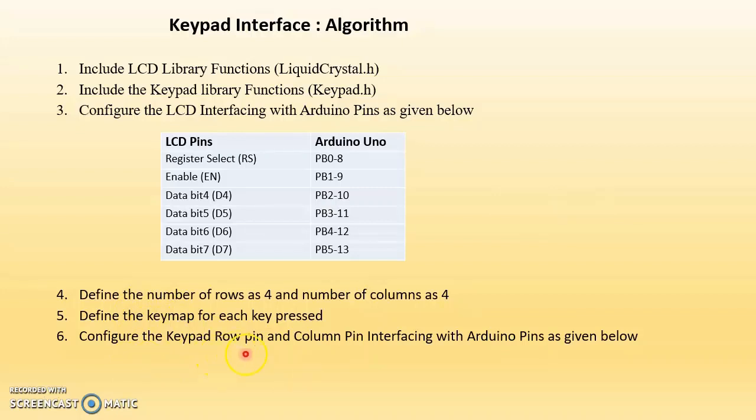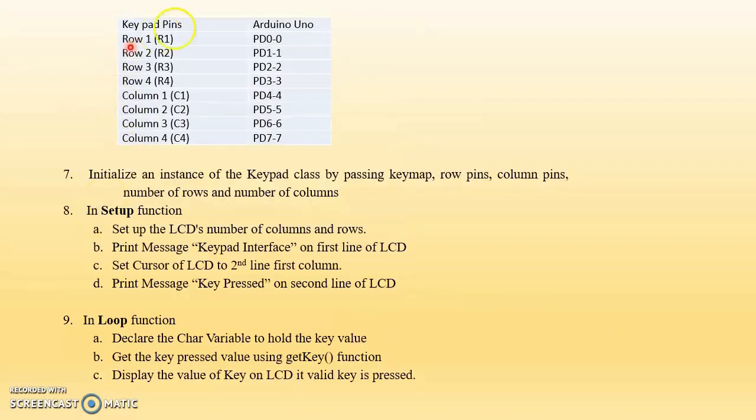Configure the keypad row pins and column pins interfacing with the Arduino pins. Like this we have to configure row pins 1, 2, 3, 4 to pin numbers 0, 1, 2, 3 and column pins 1, 2, 3, 4 to pin numbers 4, 5, 6, 7. Then initialize an instance of the keypad class by passing the key map, row pins and column pins.